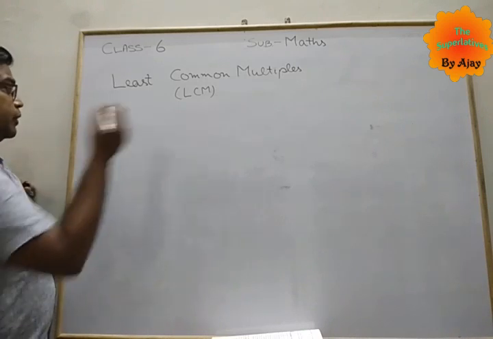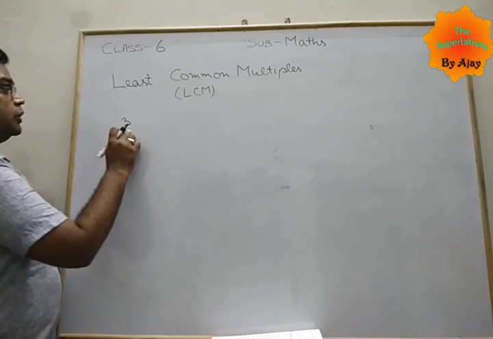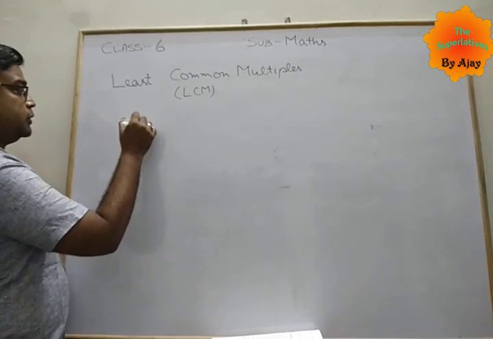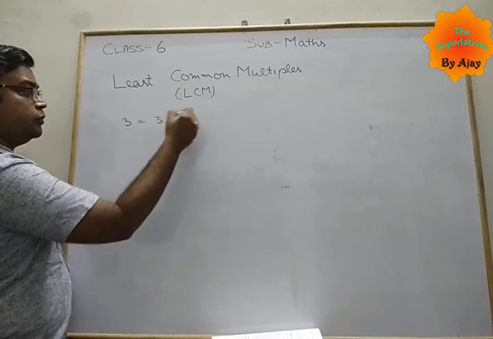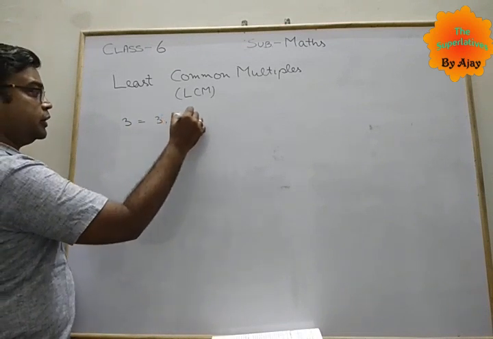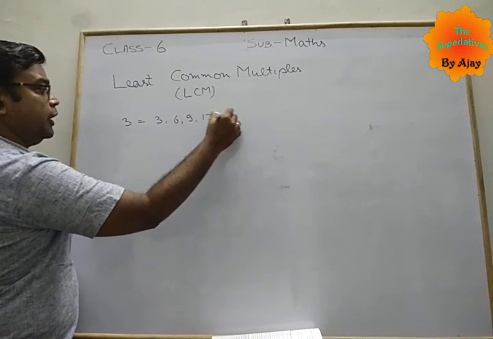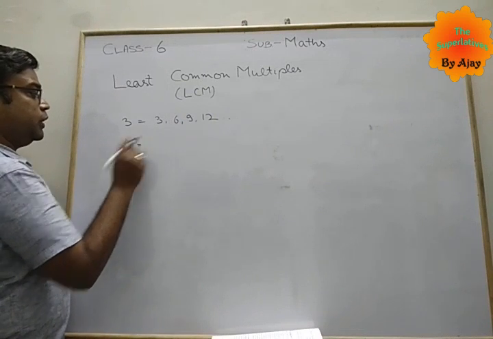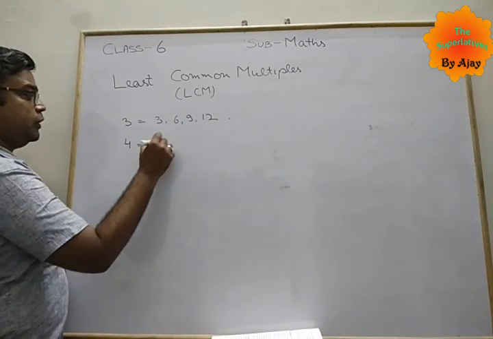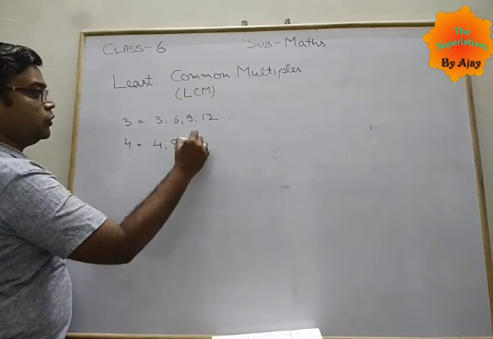Suppose we are using 3. For 3, the multiples: 3 into 1 is 3, 3 2s are 6, 3 3s are 9, 3 4s are 12, and so on. Then we are using 4. So multiples of 4 are 4, 4 2s are 8, 4 3s are 12, 4 4s are 16.